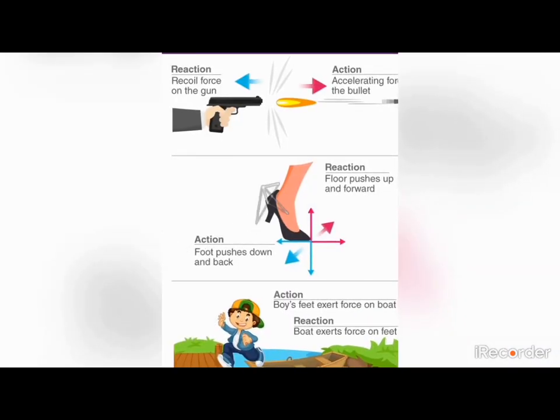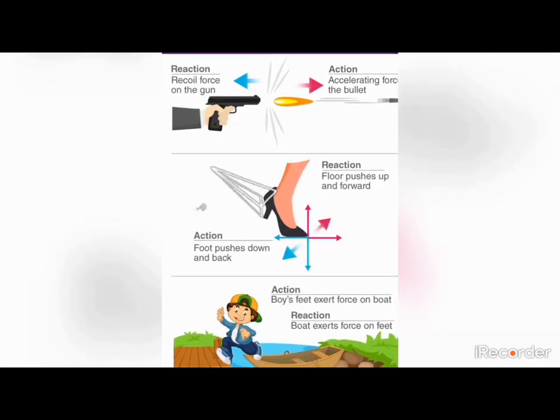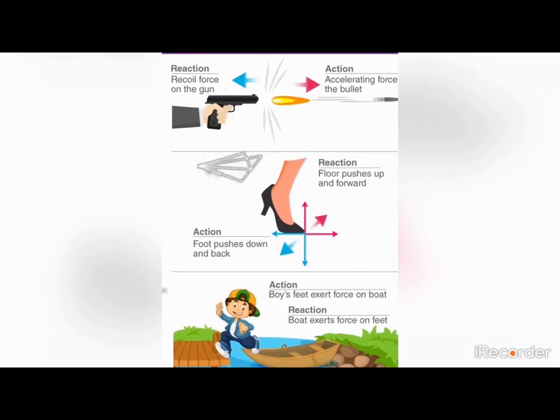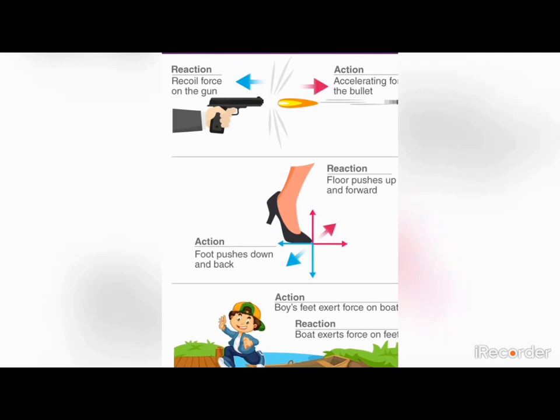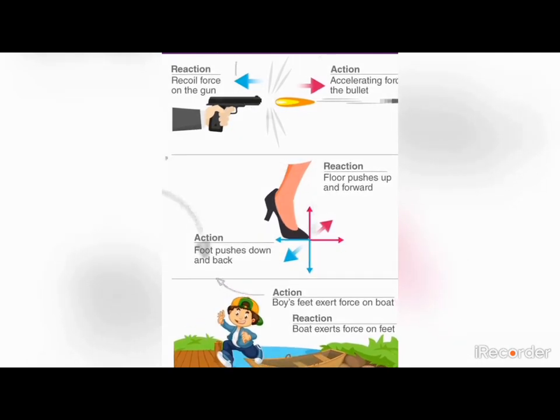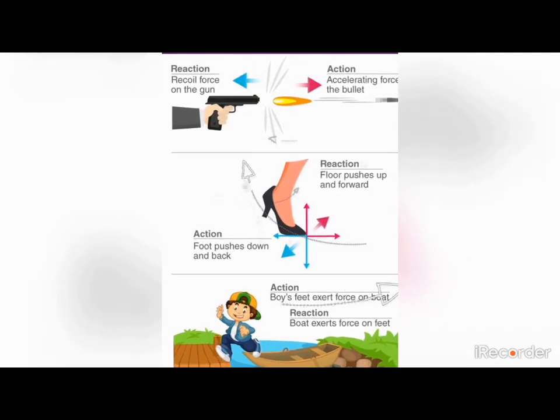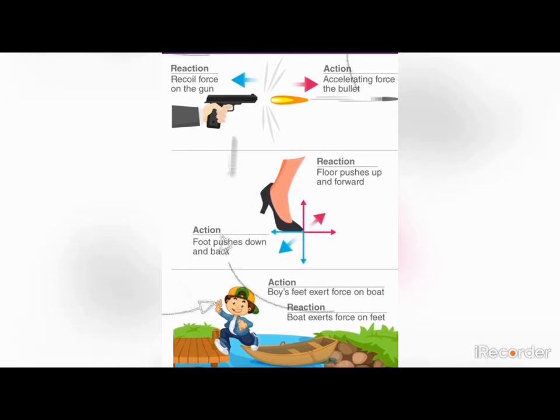These are the 3 examples of the third law of motion. When you fire a bullet from a gun, the bullet is the action and the recoil of the gun is the reaction. In the second example, a foot produces an action on the floor and the floor produces a reaction on the shoe.